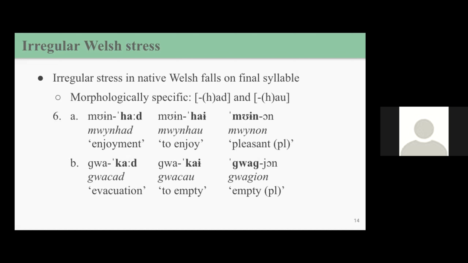What's the point of this slide actually? I feel like it's extra information that's potentially confusing. Is there something I missed here? I was just showing that with these specific suffixes, you get final stress, and with any other suffix, you would get penultimate stress. I feel like that should probably be its own slide that says what the regular stress pattern is, and then that there are some morphologically specific exceptions. Okay. And then just set them aside.